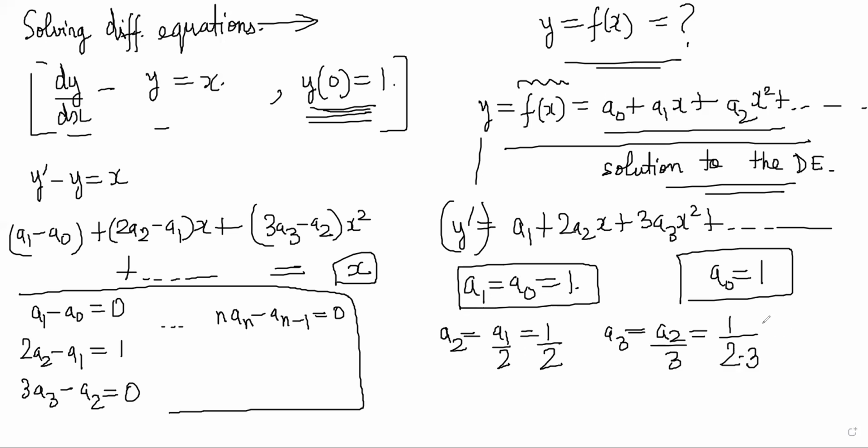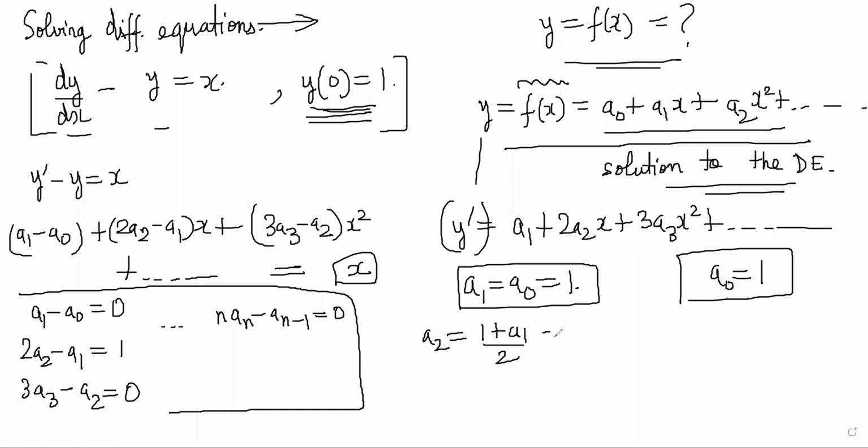Correct. Which can be written as... one second. We have a2 is equal to a1 by 2... no, I have made a mistake. My equation is only wrong here. So a2 is not equal to a1 by 2, obviously. a2 is equal to 1 plus a1 by 2, right? a2 is equal to 1 plus a1 by 2, which is giving the answer of 2 by 2, right?